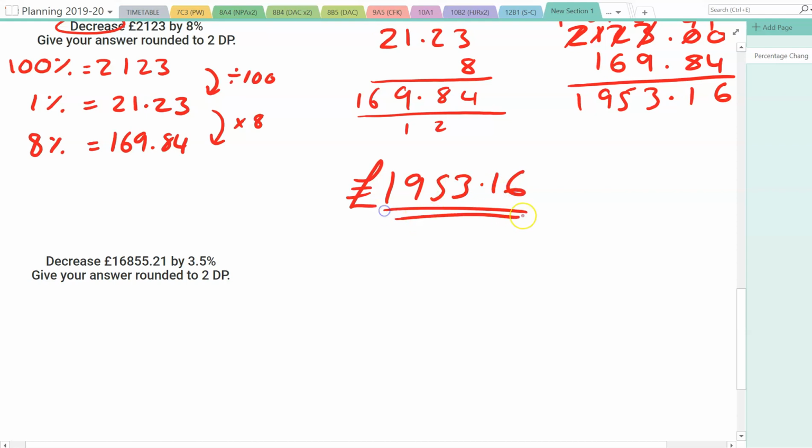1953.16. Now this whole give your answers rounded to 2 decimal places. That just means pounds and pence. That's all. When it's in the context of money, it just means write it in pounds and pence.